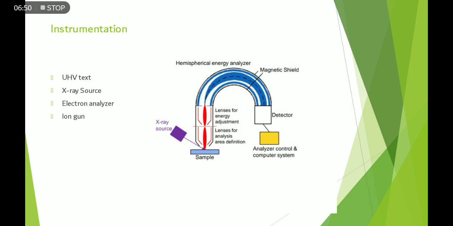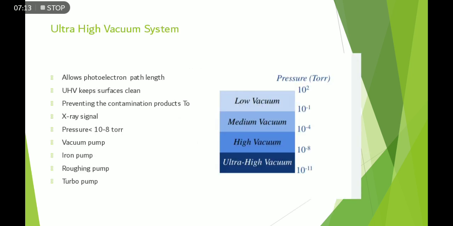There is an X-ray which is ejected on a sample, and lenses for area adjustment and area definition are also present. So there are four kinds of instrumentation used in XPS: UHV (ultra high vacuum), X-ray source, electron analyzer, and ion gun.